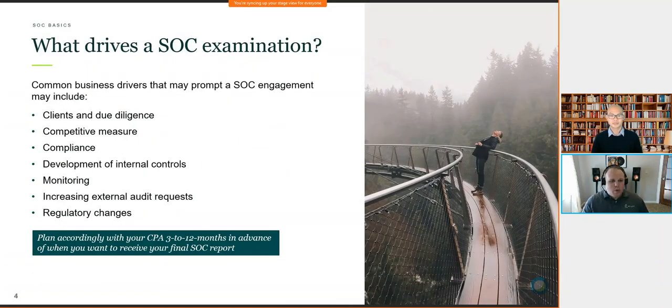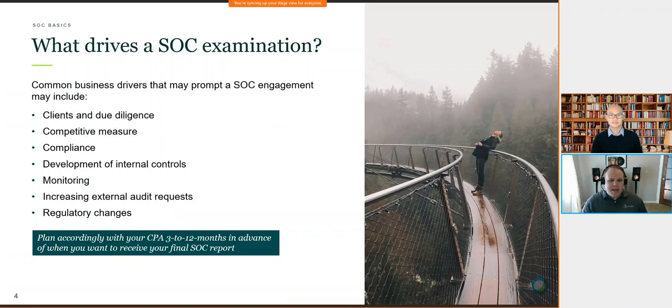So that leads perfectly into what has really driven SOC examinations. Many of the common things that we've seen that drive SOC reports include clients and due diligence. Many clients are probably used to getting large security questionnaires that ask about security and other architectures of the system that provide for secure data transactions. So a SOC report can be a substitute for completing those questionnaires and providing a level of reporting that allows your customers to understand your control environment.